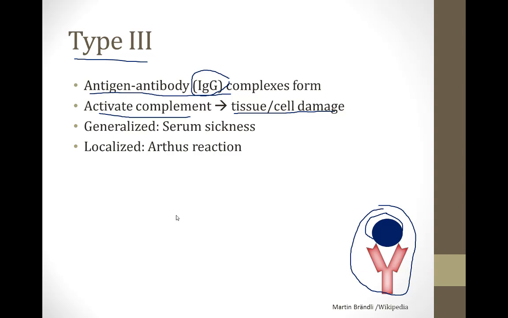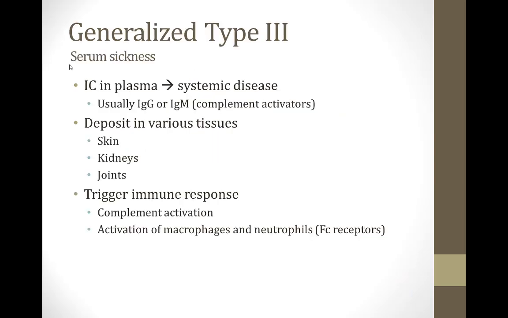There are two subtypes of type 3 reactions, generally two ways in which the reactions occur. The first subtype is called a serum sickness, and the second subtype is called an Arthus reaction. We'll talk about both of these now. Let's talk about the serum sickness form of a type 3 hypersensitivity reaction first. In this form of disease, there are immune complexes, which are those antibody-antigen complexes circulating in the bloodstream, and they deposit in lots of places, causing systemic disease.